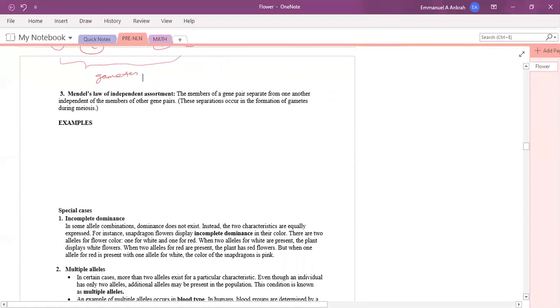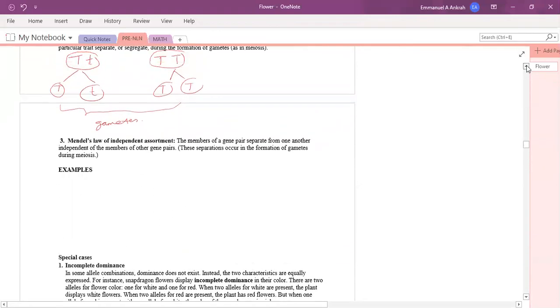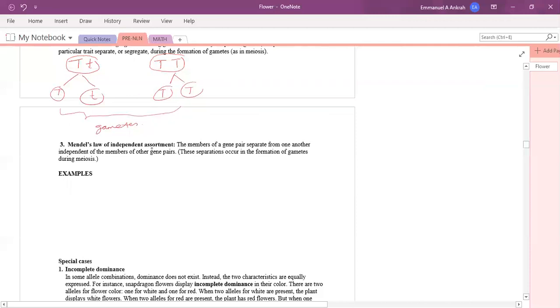So let's look at an example. Let's say that you have a female who is homozygous for tallness, marries a male who is heterozygous for tallness.